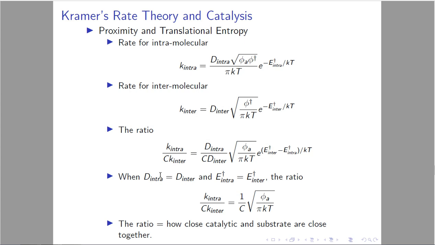Okay, so when D_intra equal to the diffusion in intermolecular, and E_intra equal to E_intermolecular, so the ratio becomes 1 over C, pi PA over pi kT. Okay, so we can get this value. So we get the rate constant for intramolecular equal to this equation. So it will be making the reaction much faster.